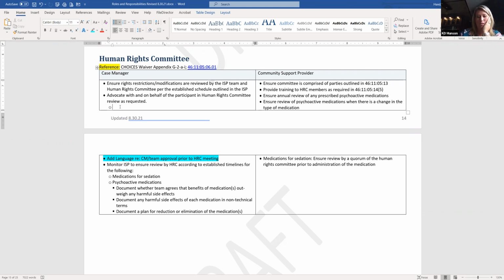But I think if we're asking CMs to reference this and use this as a working document, it'd be nice to have that. I also think it's useful to have that in there so the CSPs know that that's what case managers are expected to assist with as well.